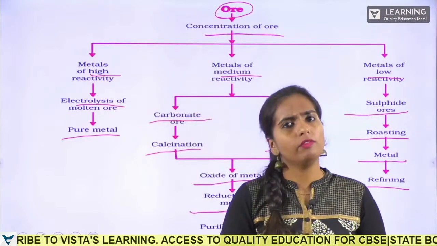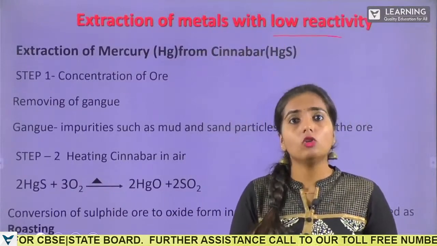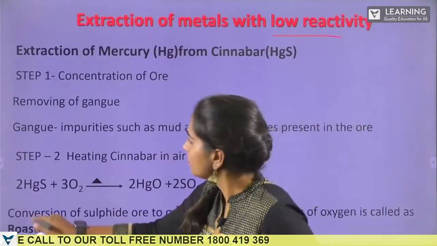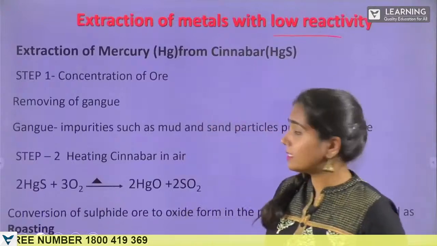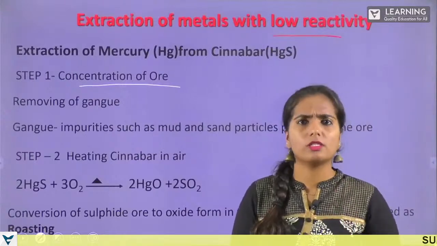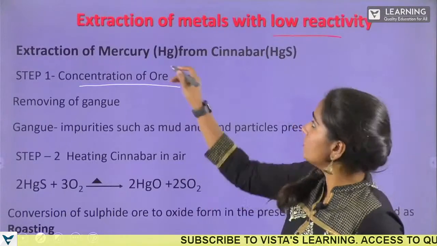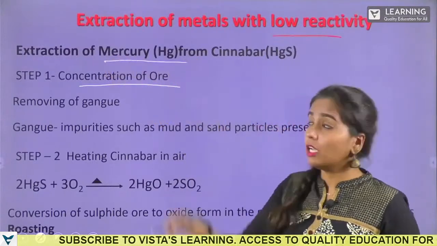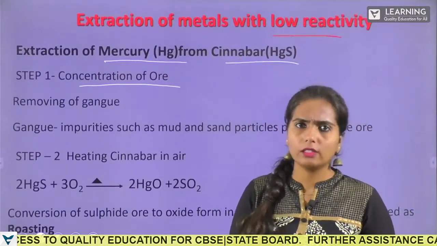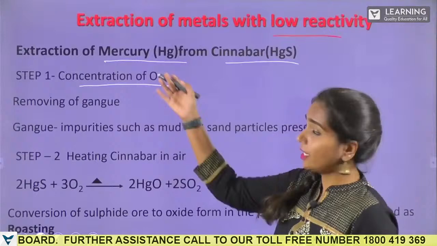Okay. Moving on, extraction of metal with low reactivity. How does it basically happen? Let's see. The first step is the concentration of our ore. Which substance are we considering here? We are considering extraction of mercury from cinnabar. Cinnabar is also called mercury sulfide. From this, we are extracting our pure form of mercury.